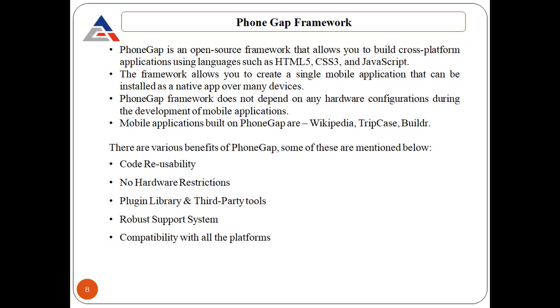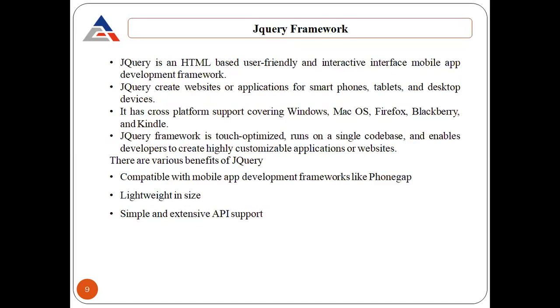So these are examples of Wikipedia can run on any particular platform. So various benefits are code reusability, no hardware restrictions, plugin library and third-party tools, and a robust system support. Last one is jQuery, an HTML-based, user-friendly, iterative interface mobile application. jQuery creates websites and applications for smartphone, tablet, or desktop devices. So it means whatever application we can design will run on a web browser.